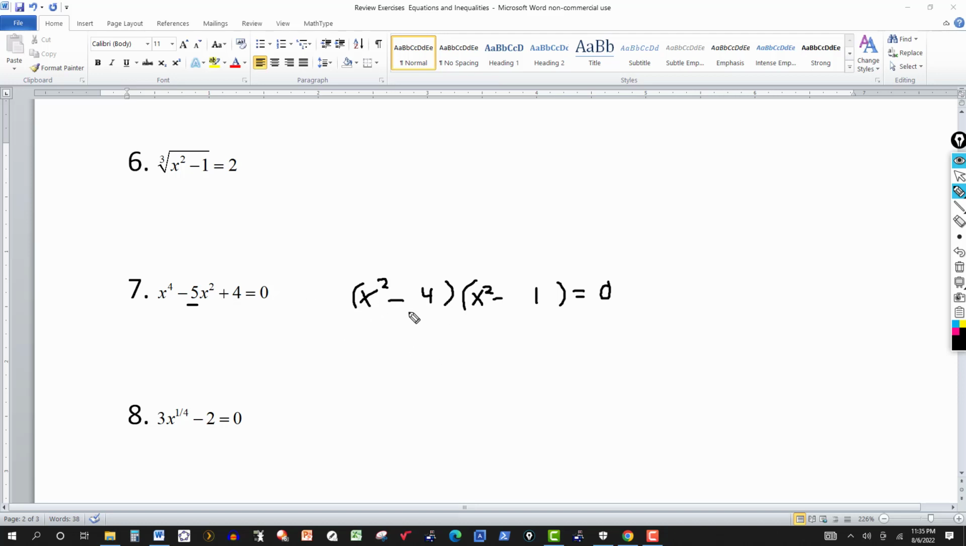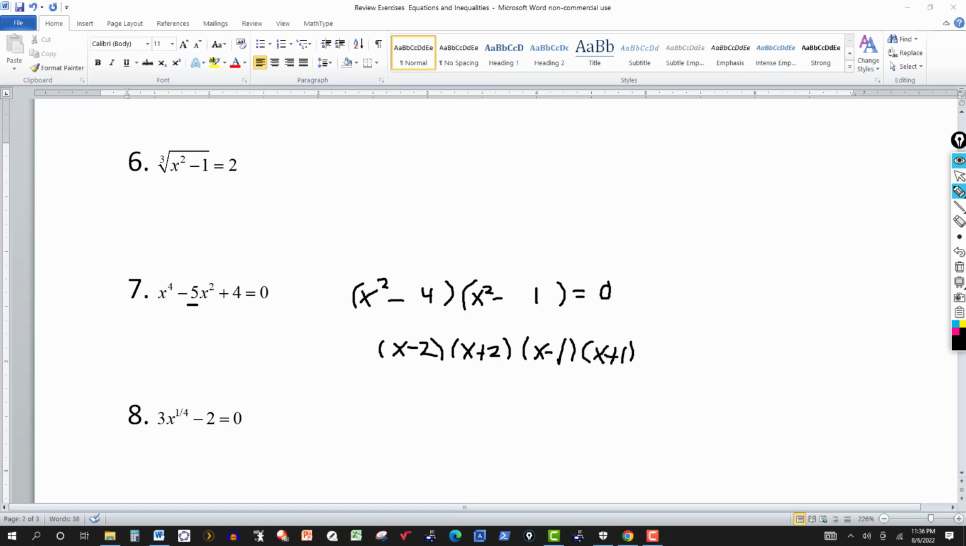So we set each factor equal to 0 here. Or better yet, just go ahead and factor these. We have difference of squares and then difference of squares. So x squared minus 4 factors into x minus 2 and x plus 2. X squared minus 1 factors into x minus 1, difference of squares again, x minus 1 and x plus 1.